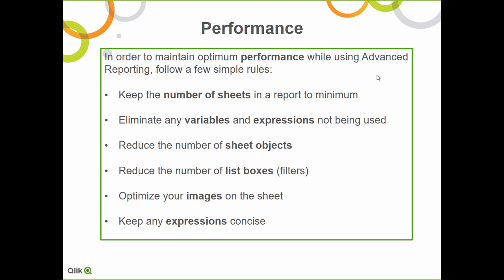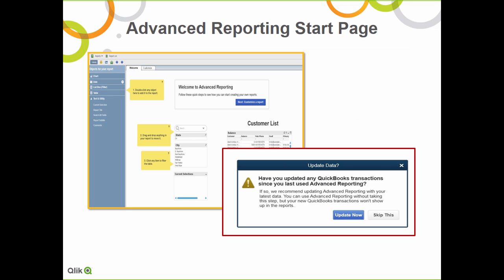Try to eliminate any variables and expressions that are not being used. Reduce the number of sheet objects, and you'll learn what sheet objects are. They can be anywhere from the buttons to your list boxes to a pie chart, or anything that gets placed on the sheet generally becomes a sheet object. We'll also tell you to reduce the number of list boxes, which are used for filtering, and optimize your images always. That's a big criteria. Keep any expressions concise that you may use.